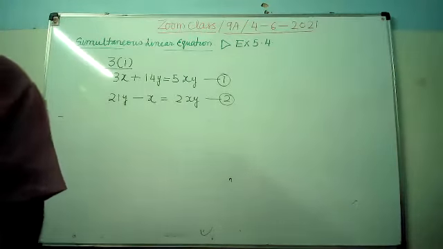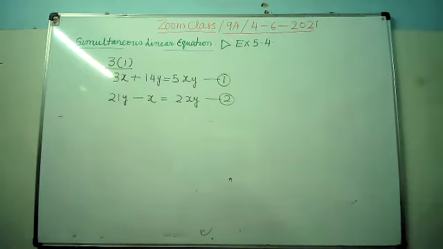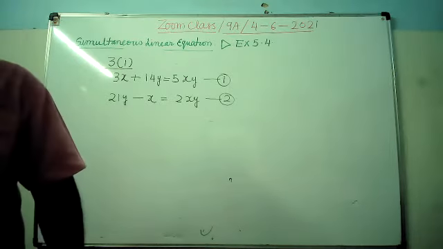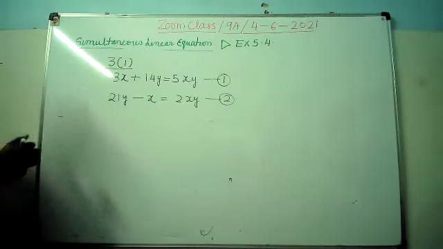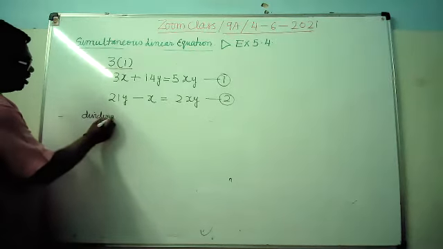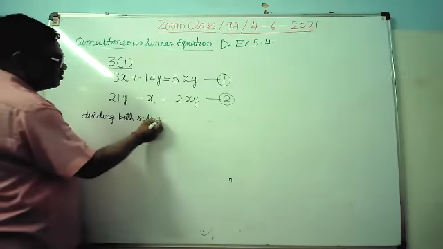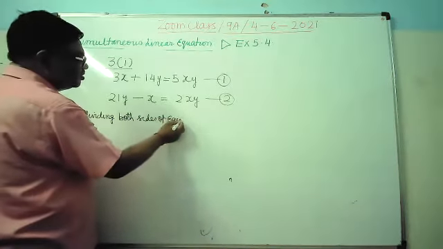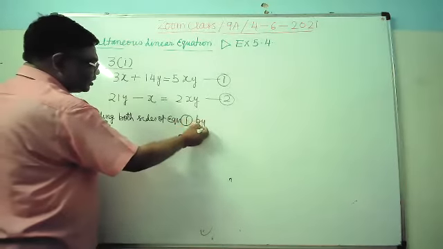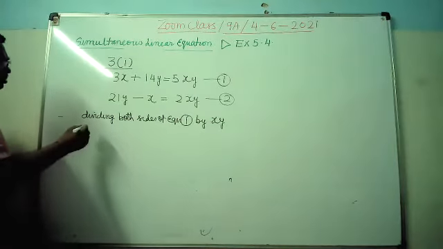First, I will simplify these equations and write them in the standard form. And what is the standard form? ax plus by equals c. So see, dividing both sides of equation 1 by xy.